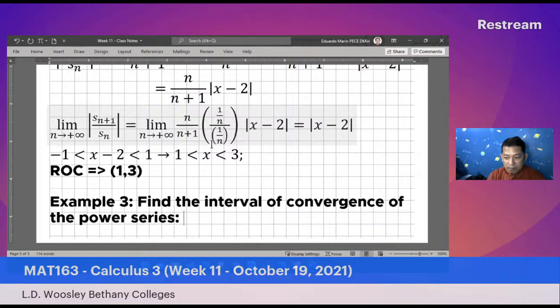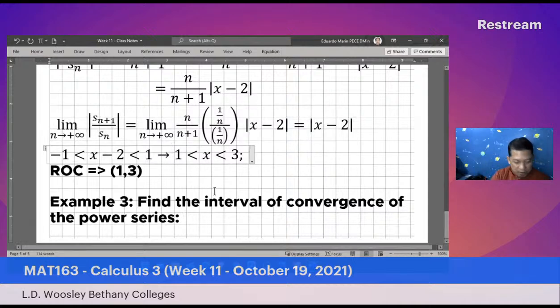Saan galing yung negative 3? Dinagdag mo yung, Dale, nagdagdag ka ng dalawa. So, negative 1 plus 2 is 1. X minus 2 plus 2 is X. 1 plus 2 is 3.